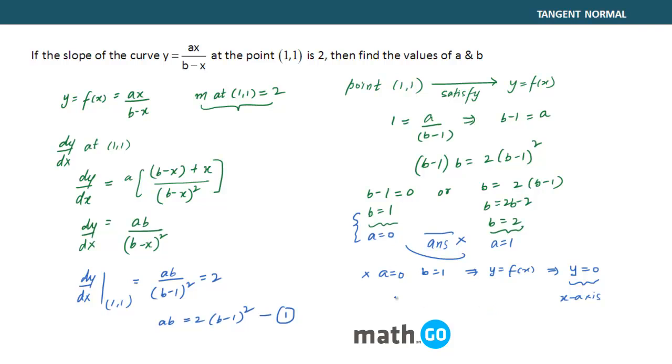Now let me check for the other pair, a is equal to 1 and b is equal to 2. The curve will become x upon 2 minus x. Now check whether (1, 1) satisfies this. Here (1, 1) satisfies, so this is the correct answer for a and b. So what you should tell me as the answer is this value, not the other value, right? There is only one answer, not two answers, to this particular problem. The answer is the ordered pair a is equal to 1 and b is equal to 2.